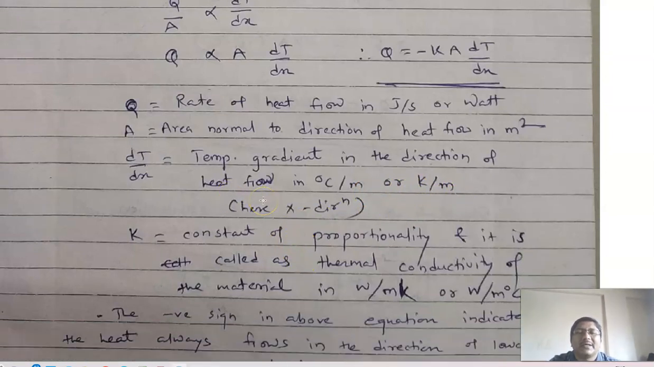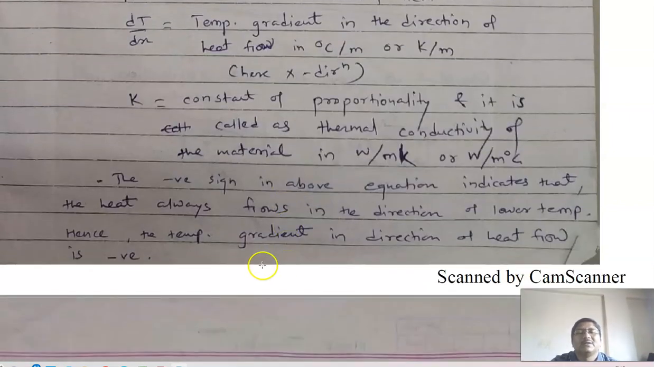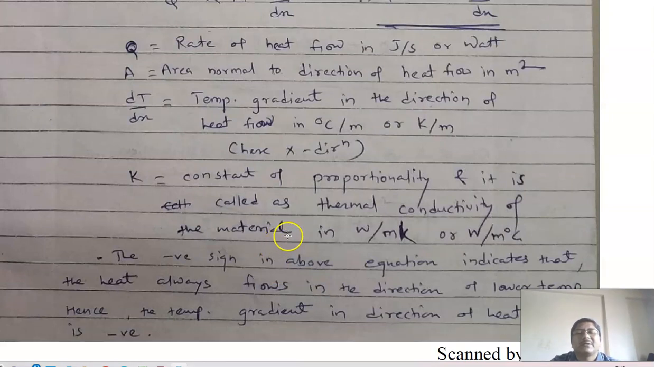Here we have to consider only the x direction. Then K is the constant of proportionality, and it is also called the thermal conductivity of the material. The unit is watt per meter Kelvin.